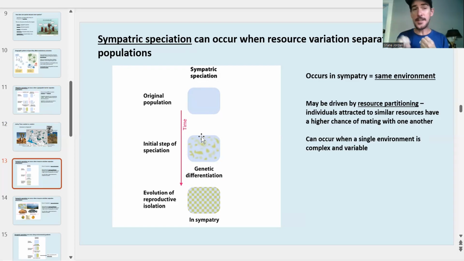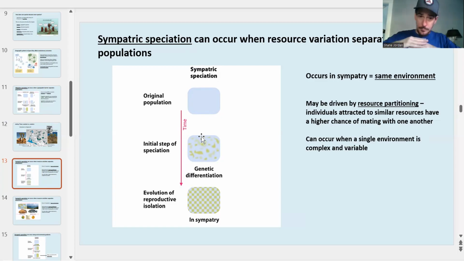This is causing them to undergo some level of reproductive isolation, because individuals using resource A, we'll call it, have a higher chance of mating with other individuals who use resource A because they're all hanging around that resource. Whereas individuals that are using resource B have a higher chance of mating with individuals who are using resource B as well because, again, they have a higher frequency of hanging around that resource.